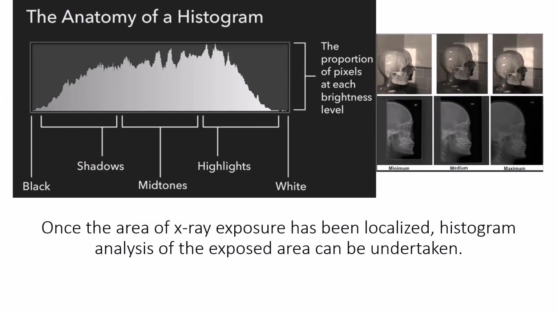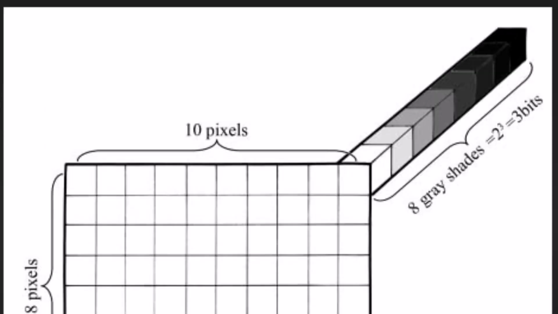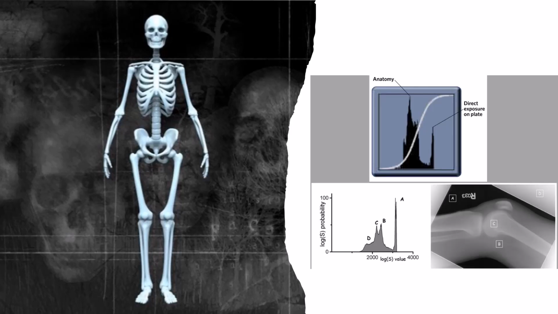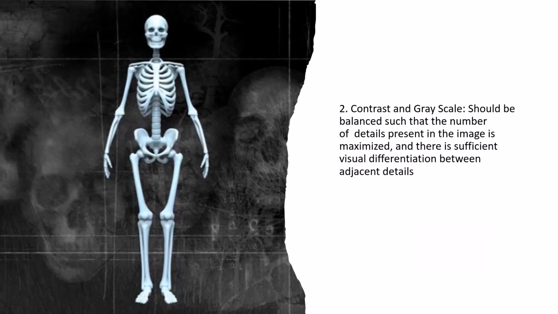Once the area of exposure has been localized, a histogram analysis of the exposed area can be undertaken. We begin by recording the brightness. All pixel brightness levels within the anatomy of interest should be neither completely white nor pitch black, but should possess an intermediate shade of gray along with a broad range from very light to very dark. We need to look at the contrast and grayscale, which should be balanced such that a number of details present in the image is maximized and there is sufficient visual differentiation between adjacent details.